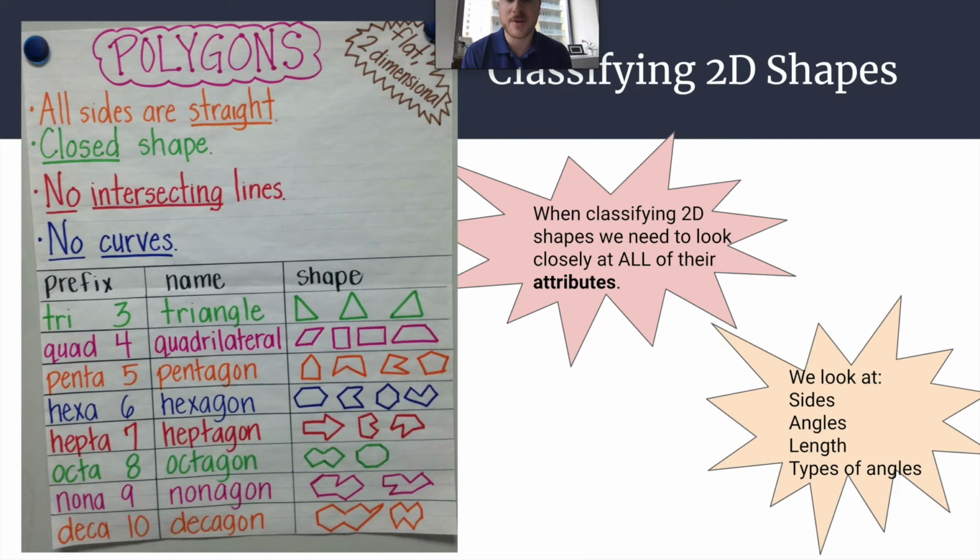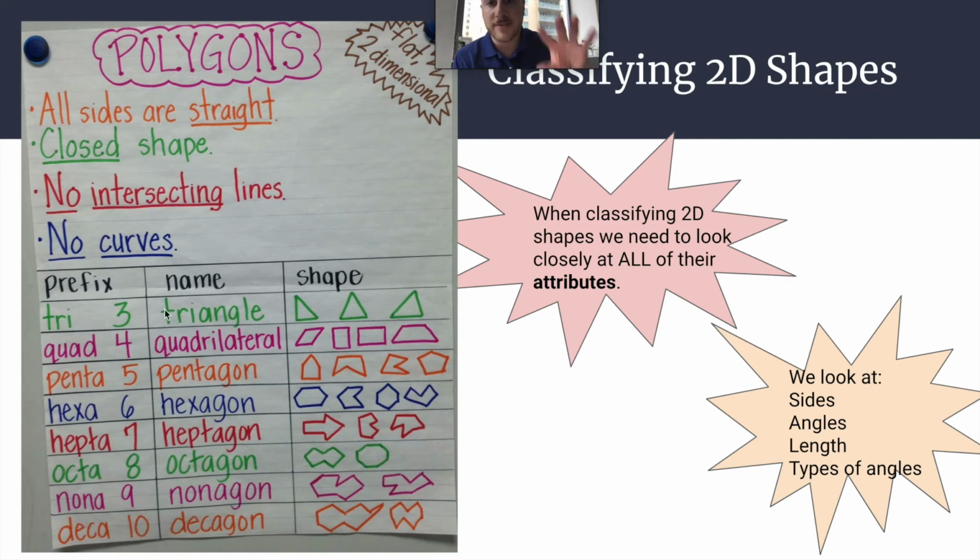Now that you've done the shape sort, we can think about how to classify two-dimensional shapes. When you think about two-dimensional shapes, we could think about one big category, which is polygons. And polygons have all straight sides. It's a closed shape, meaning that if you were to drop a little bouncy ball in the middle, it wouldn't be able to get out. It has no intersecting lines. That means the lines do not cross over each other, even for a tiny little bit. And there are no curves, like a circle or a moon. Those would not be polygons. Also, they note up here that it's flat and two-dimensional.